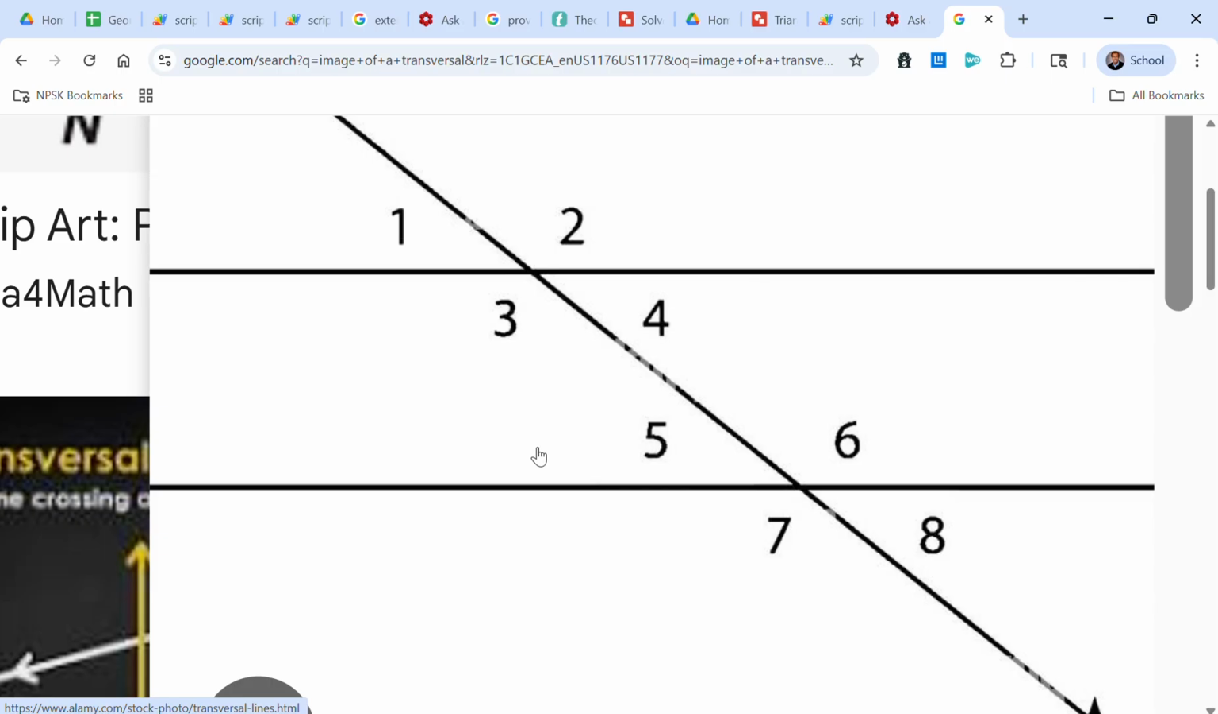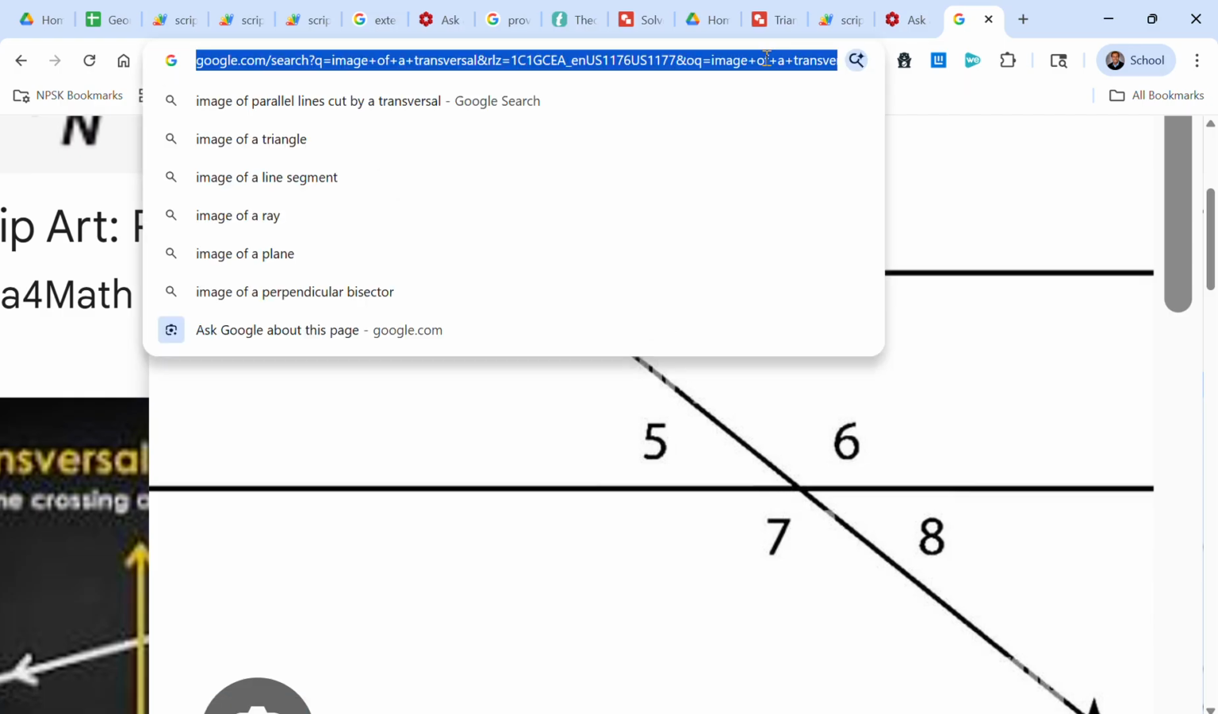Another thing that's important to realize is that same side interior angles, these are angles 3 and 5. We know that angle 3 and angle 5, well, those add up to 180. And that's just an axiom of geometry. We can't prove that. 4 and 6, those angles add up to 180 as well.